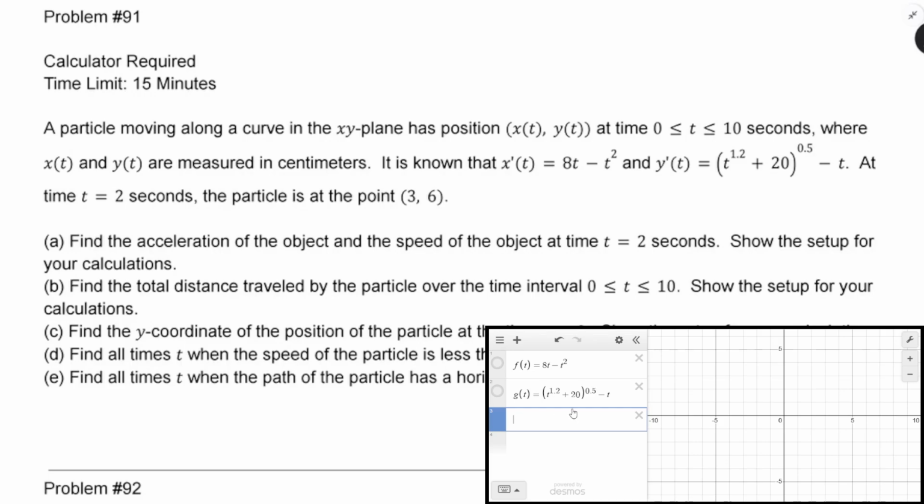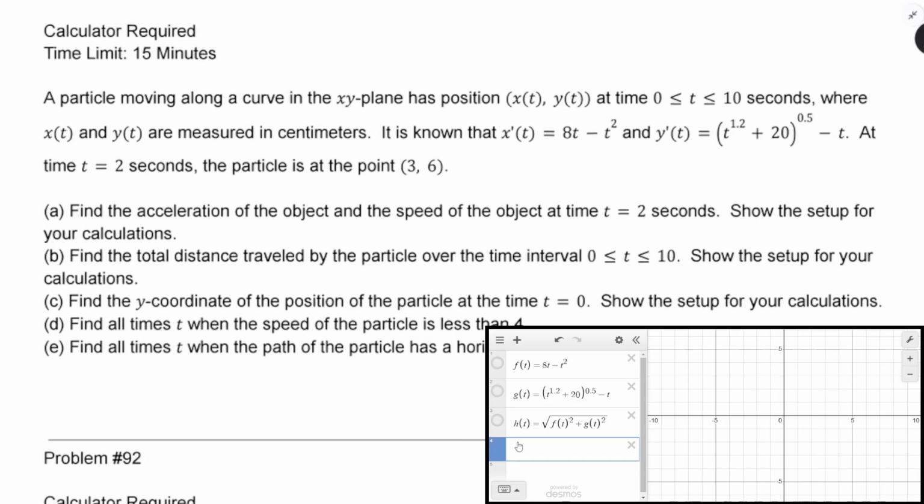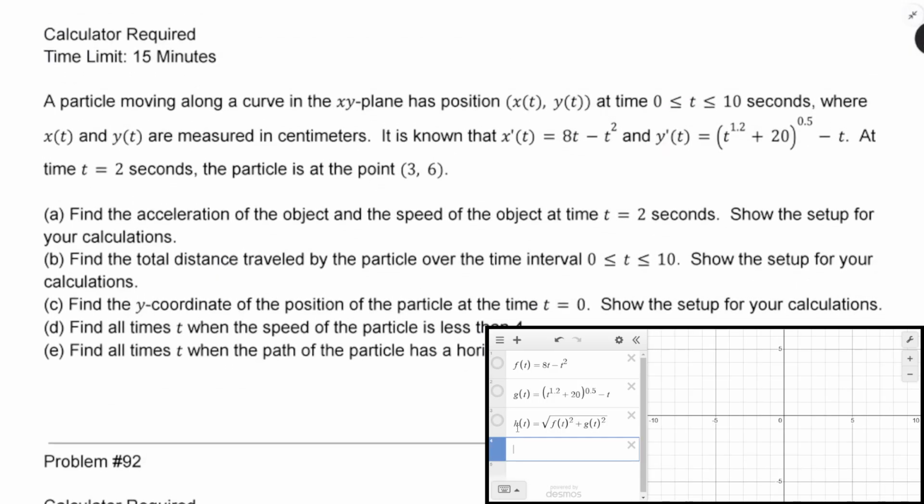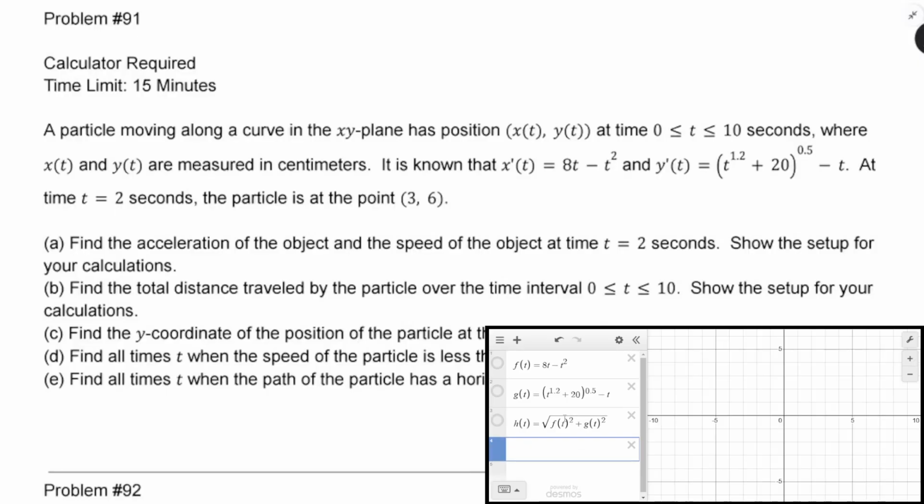Yes, I already see that in part A, so I'm gonna make h of t equal to the square root of f of t squared plus g of t squared. Okay, and then, let's see, is there anything slope? Path is horizontal or vertical. Yeah, I don't know that we'll necessarily need it for that. So I'm not going to pre-program a slope formula if I don't see, like, find when the slope equals 5 or find what is the slope when t equals 4 or anything like that.